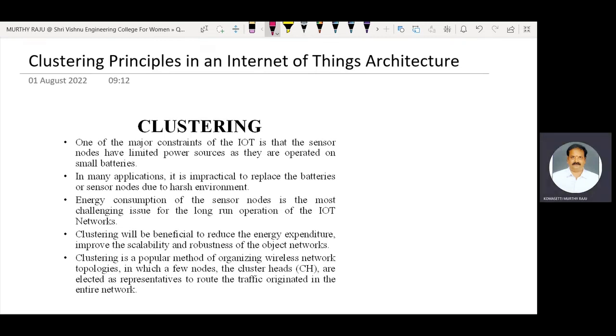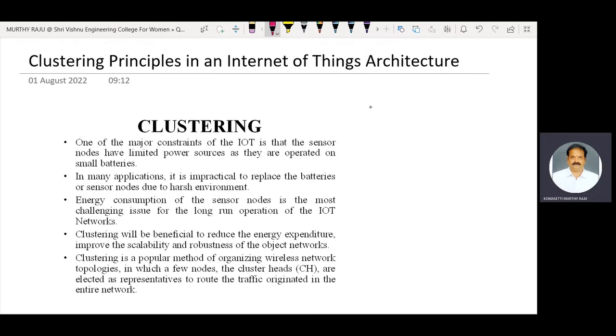In this video, I am going to explain clustering principles used in Internet of Things architectures and also explain the importance of clustering principles used in Internet of Things architectures.